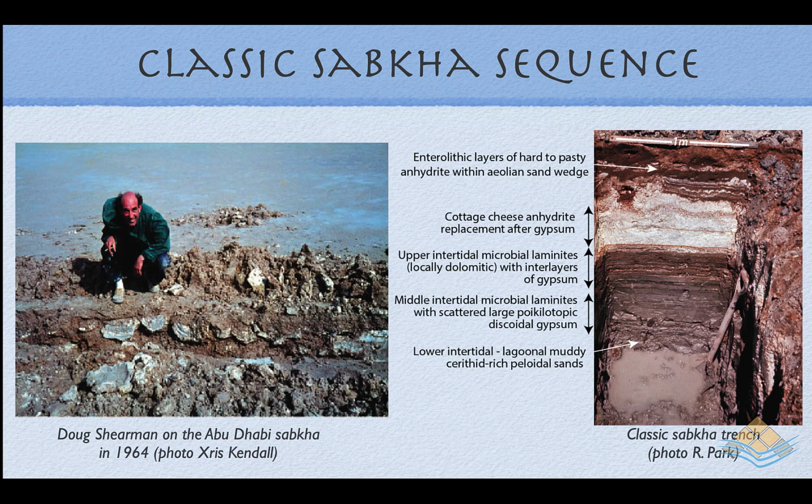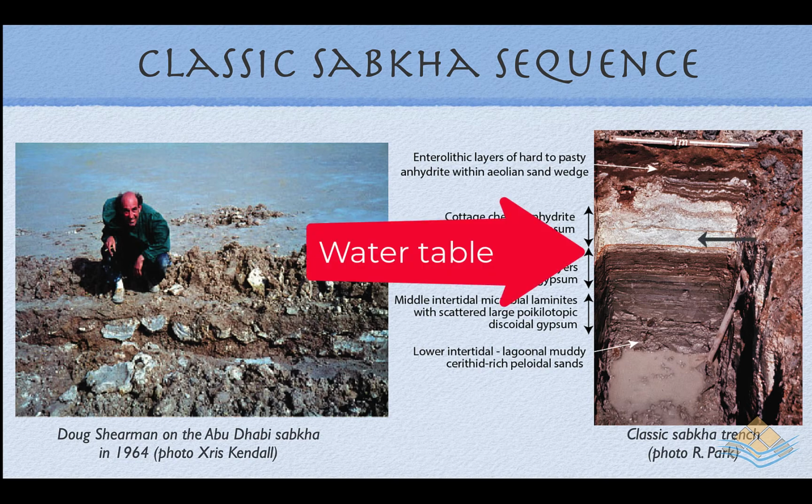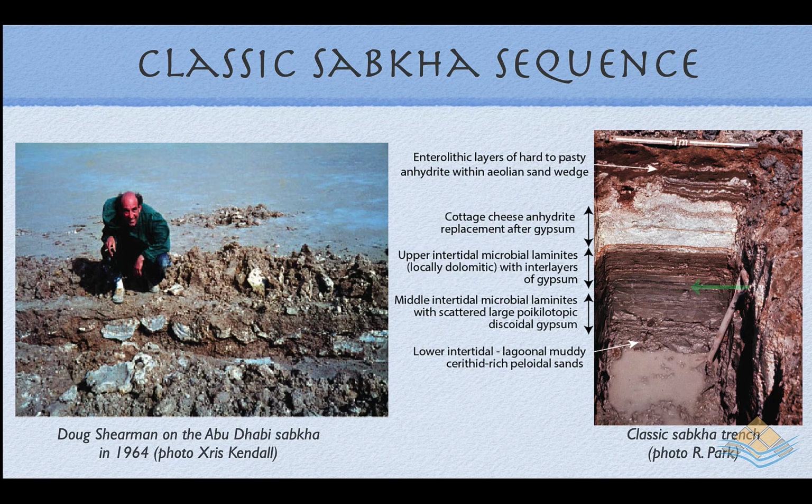We have a system which is, if you like, the Holy Trilogy, the peritidal association: subtidal, intertidal and supratidal. Within that, anhydrite is forming above the water table in the capillary fringe, as is some gypsum, and below the water table in the intertidal and the subtidal associations we see gypsum accumulating both as layers and as large poikilotopic lenticular gypsum.